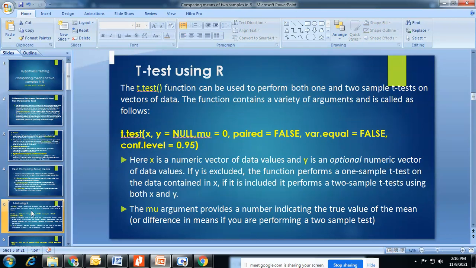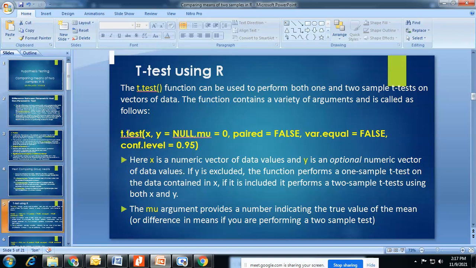The function that you use for performing the t-test is the t.test function, and this can be used to perform both one and two sample t-tests on vectors of data. So you have to define the numeric vector. Let's say you define the vector x, and then you take this vector x as an input for performing the t-test. We know how to define the vector.